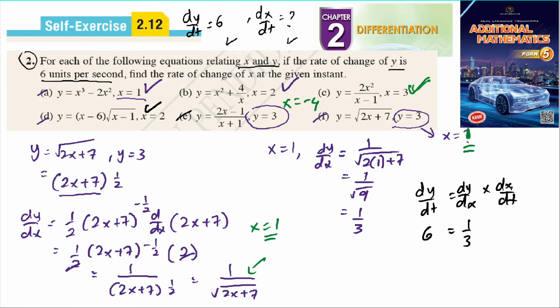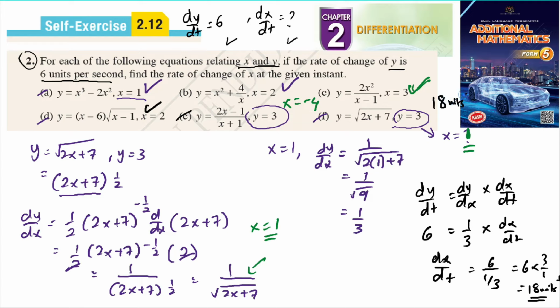So here dx over dt is the one that we wanted to find. So dx over dt is equal to 6 divided by 1 over 3, which is 6 times 3 over 1, which is equal to 18. So it's 18 units per second.